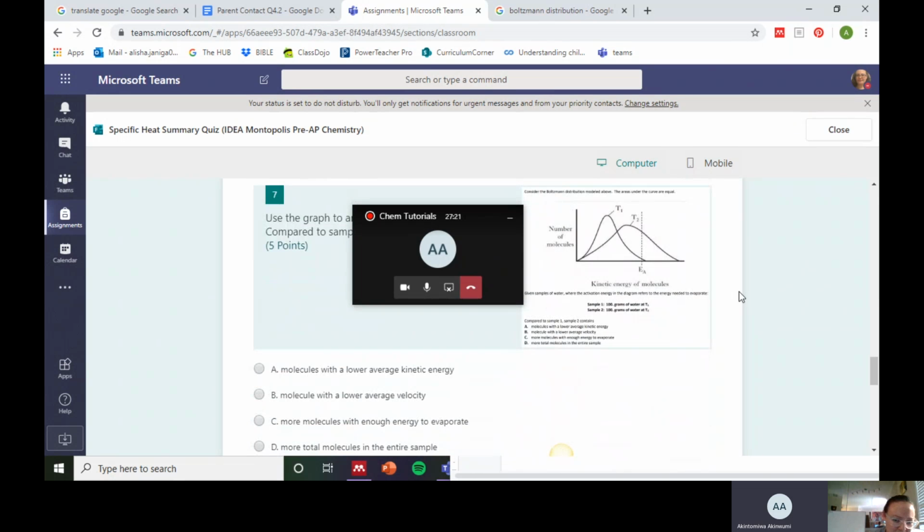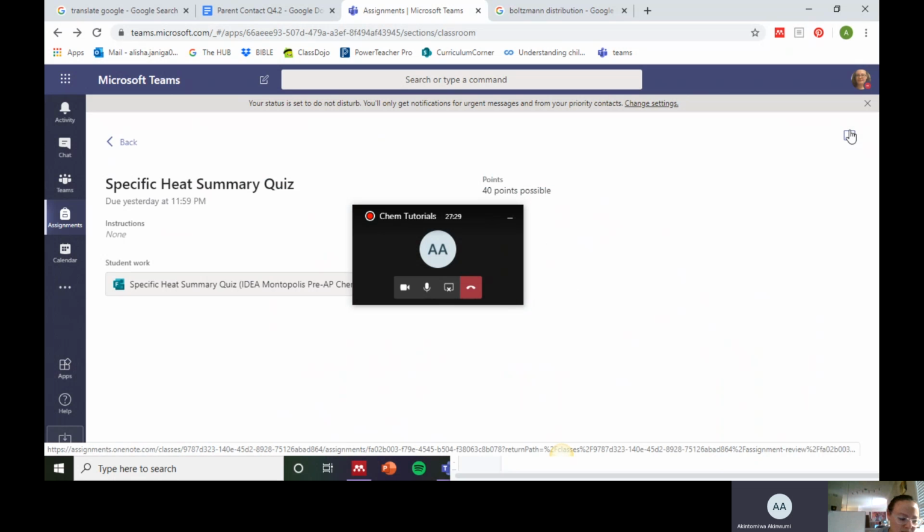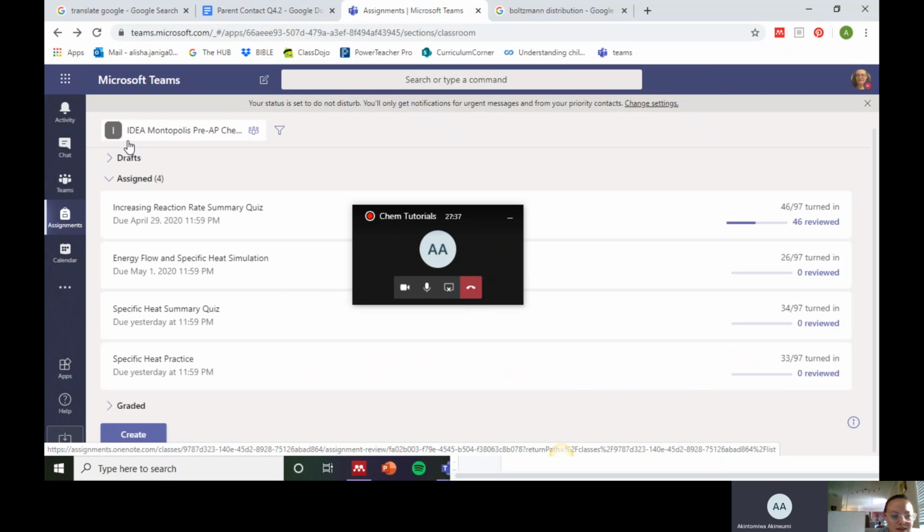Anything else on the specific heat? No, not really. Okay. How do we feel about the simulation? Do you want me to go through that a little bit? Wait, the simulation? This one? I did the simulation. I found it easy. I found it understandable. Good. And then I think we went over all the things.